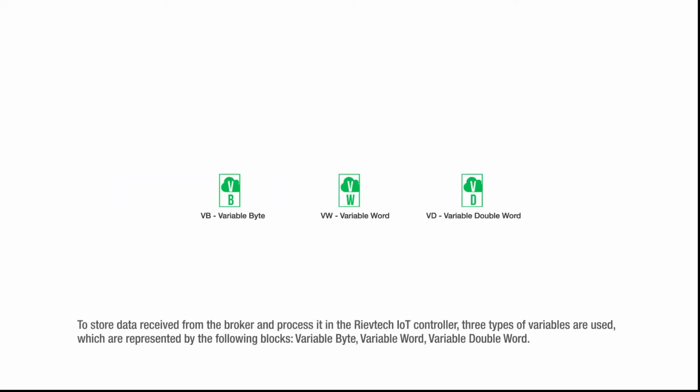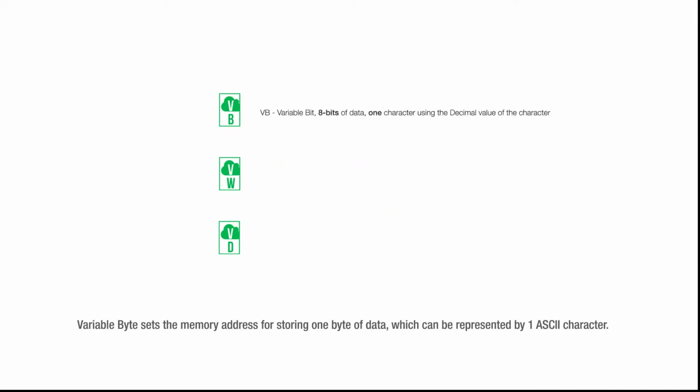To store data received from the broker and process it in the Rievtech IoT controller, 3 types of variables are used, which are represented by the following blocks: variable byte, variable word, and variable double word. Variable byte sets the memory address for storing 1 byte of data, which can be represented by 1 ASCII character.